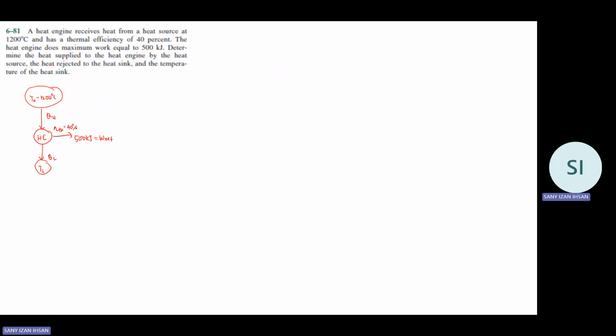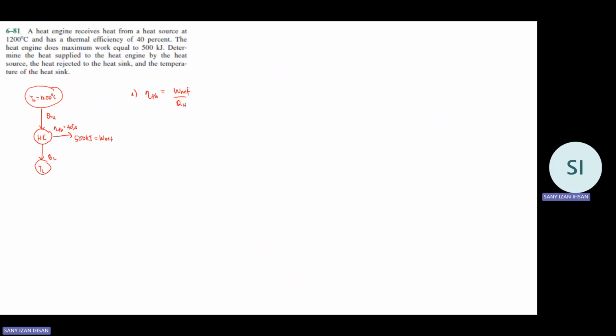Okay, so how do we find QH? We are already given the efficiency, we are given TH, and we are also given W net. So having the efficiency and also W net, we can find QH. If you remember, you can relate the thermal efficiency of a heat engine, which is nothing but W net divided by QH.